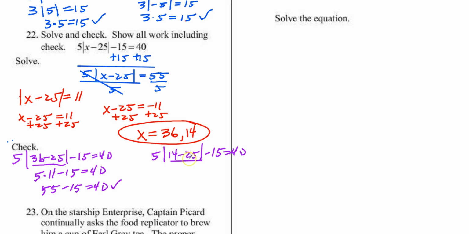14 minus 25 is negative 11. The absolute value of that is still positive 11. And so 5 times 11 is 55 minus 15 is equal to 40 once again. That is also true.